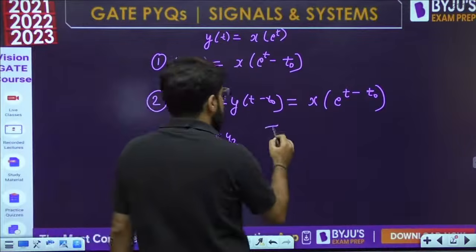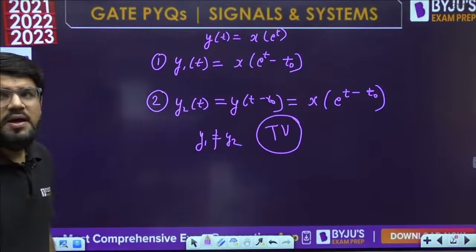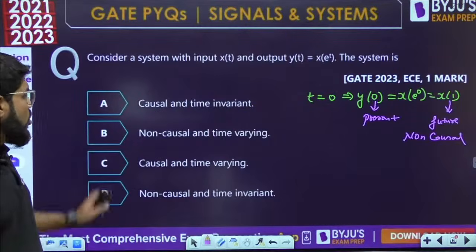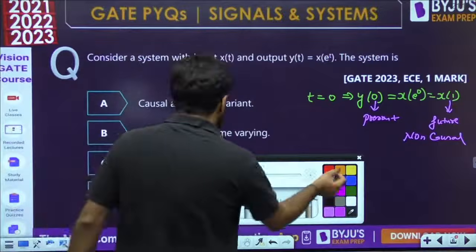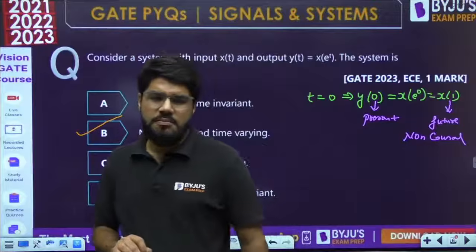So the system is time variant. Clear? So it is non-causal as well as time varying. So the correct answer to be marked is option number B. The correct answer to be marked is option number B.